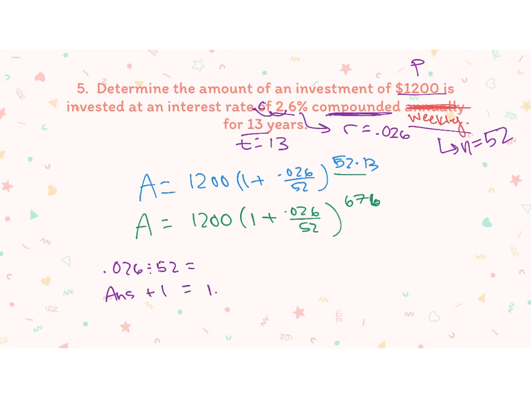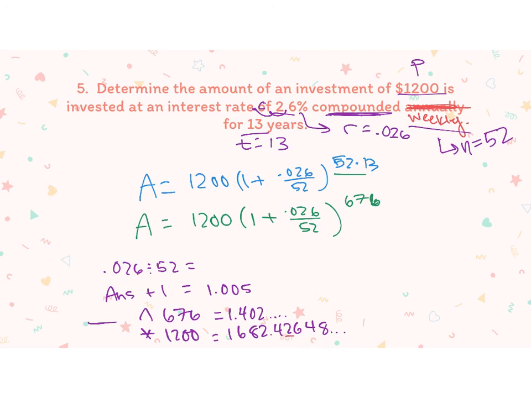And that's 1.005. Then you do that answer raised to the 676th power, that's 1.402, and it goes on and on. Don't cut it off. Don't clear your calculator. Just hit times the 1,200, and I get 1682.42648... And I'm going to round my answer to the nearest pennies.